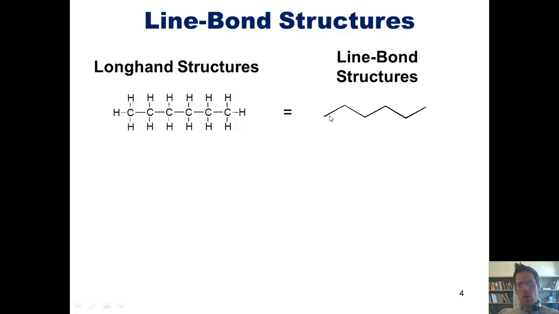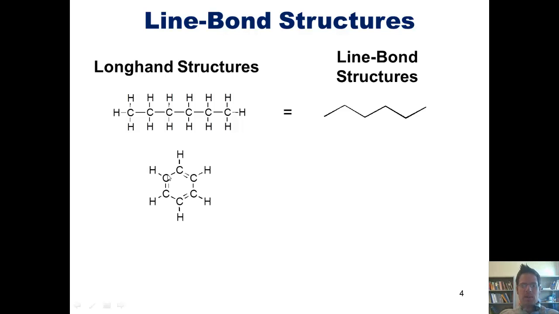You'll note that each one of these points represents a carbon atom. There are 6 carbon atoms shown in the molecule to the left, and there are 6 carbon atoms shown in the molecule to the right. 1, 2, 3, 4, 5, 6. The hydrogen atoms are not drawn. So we assume that each carbon atom shown on the line bond structure to the right has as many hydrogen atoms stuck to it as are needed to ensure that it has 4 total bonds.